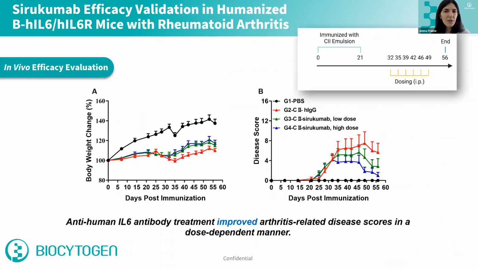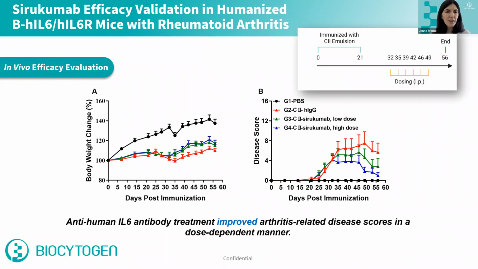So in this study using humanized IL-6 mice, the anti-human IL-6 antibody sirukumab was given at 2 separate doses at the indicated time points shown here. As you can see from the graph on the right-hand side, the disease was successfully induced in immunized mice, as shown by the disease score. And the severity of the disease in this experiment was also reflected in the body weight of these animals.